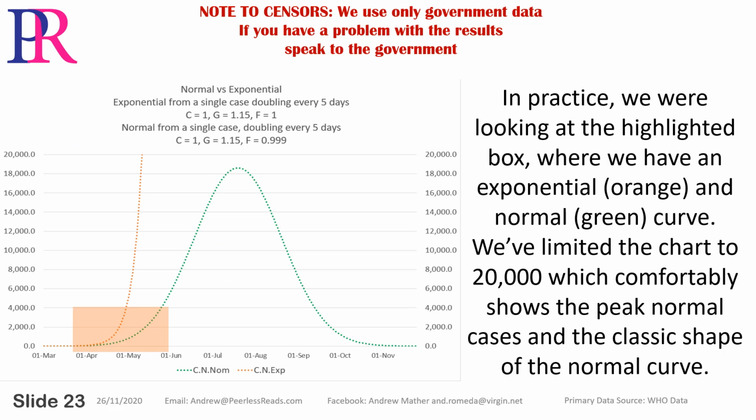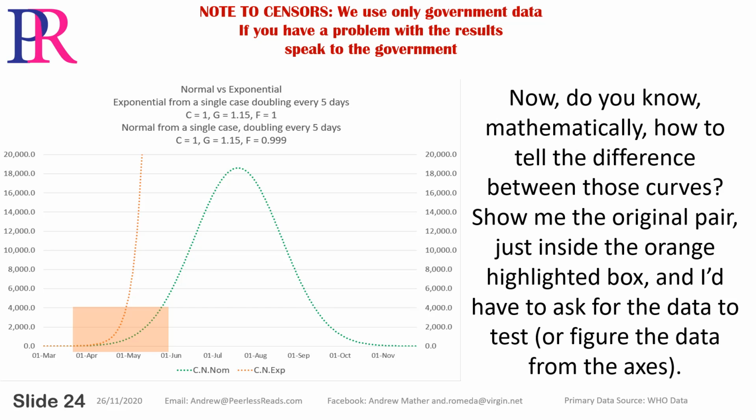In practice, we were looking at the highlighted box here, where we have an exponential orange and normal green curve. We limited the chart to 20,000, which comfortably shows the peak normal cases and the classic case shape of the normal curve. Now, do you know mathematically how to tell the difference between those curves?